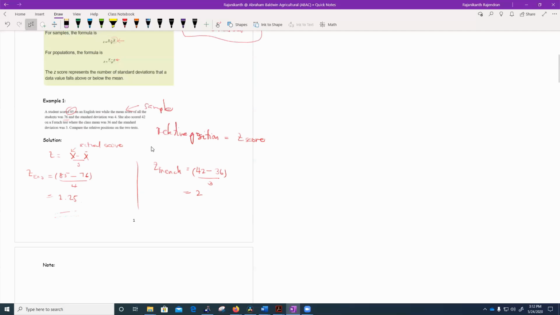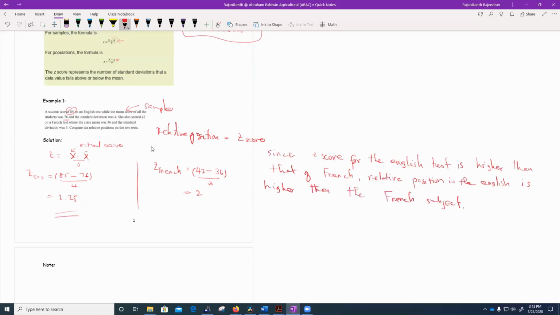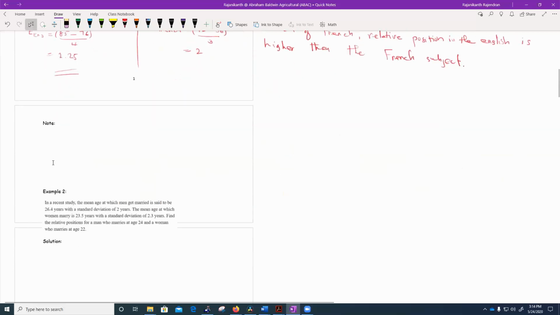Okay, so let us write it in words. Since z-score is about relative position, if you are asked to find the relative position, simply find the z-score for the particular problem. Okay, there's a space here I have given for notes. So remember, if you have a positive z-score, that means the actual score is above the mean, bigger than the mean of the data set, right? If you have a negative z-score, that means the actual score is below the mean, smaller than the mean of the data set.